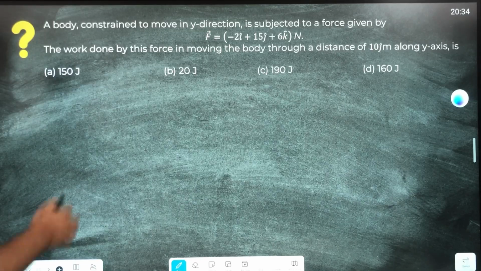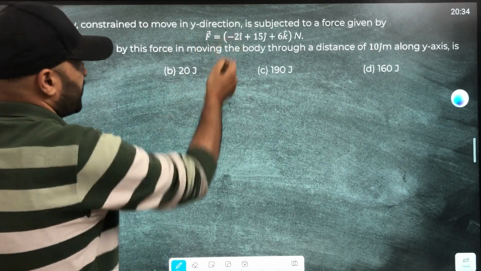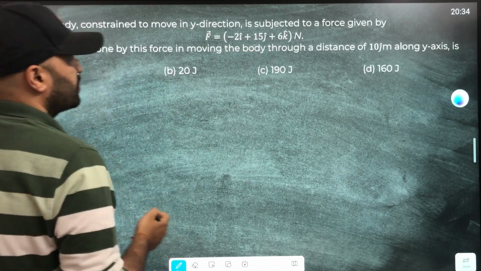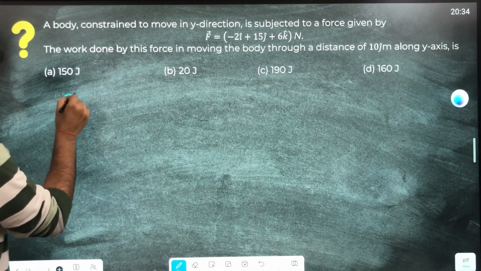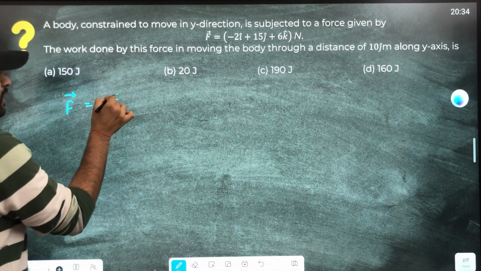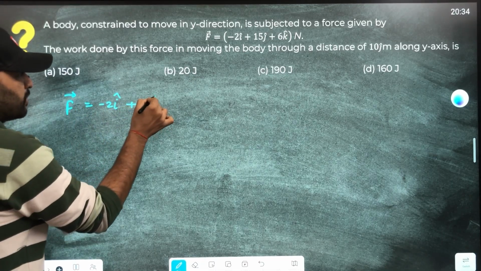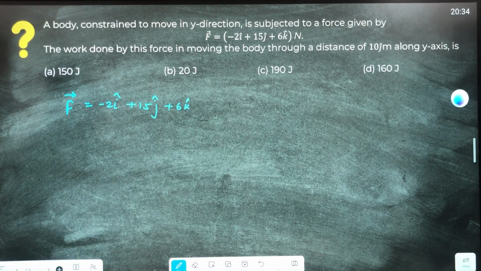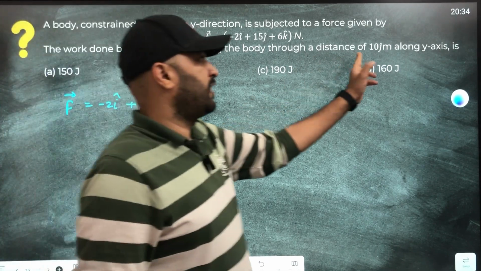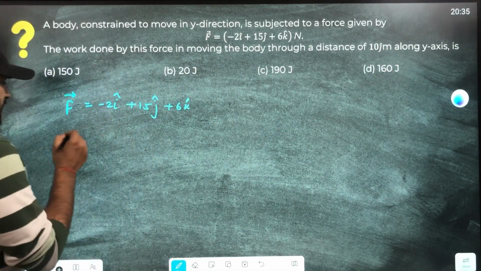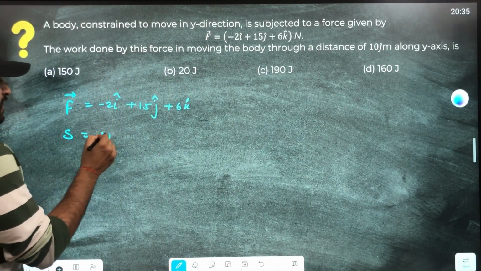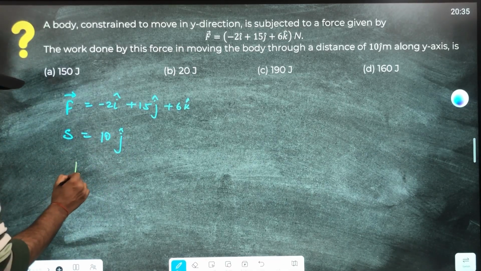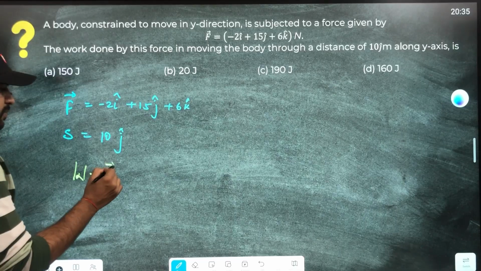Our next question says a body constrained to move in the y direction. Constrained means restricted to move in the y direction. It is subjected to a force given by F equals minus 2i plus 15j plus 6k. This is the force acting on it. The work done by this force in moving the body through a distance of 10 j cap meters along the y axis, so displacement is 10 j cap. Very simple, straightforward question. If you are multiplying this, you have to now use dot product: force dot displacement.